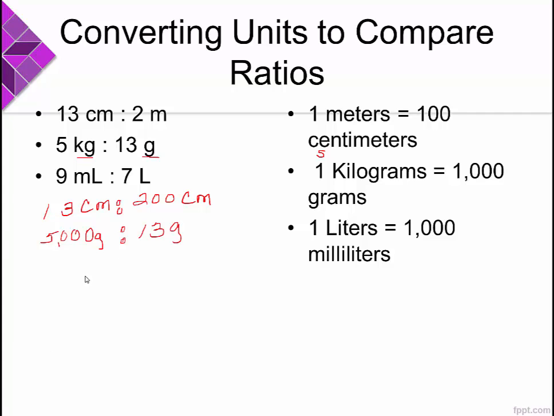And then we have our last one. We have 9 milliliters to 7 liters. 1 liter equals 1,000 milliliters. So I have 9 milliliters and I have 7 liters. Well, 7 times 1,000 is 7,000 milliliters. I always take the larger and turn it into the smaller.